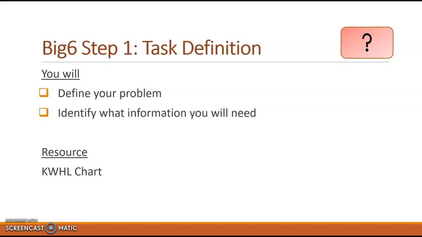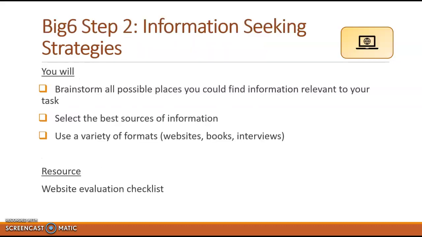I'm going to go through each of the steps of the Big 6 process. The first step is task definition. In this stage, you will define your problem and identify what information you will need. I recommend using a KWHL chart to get you started to help you define your problem.